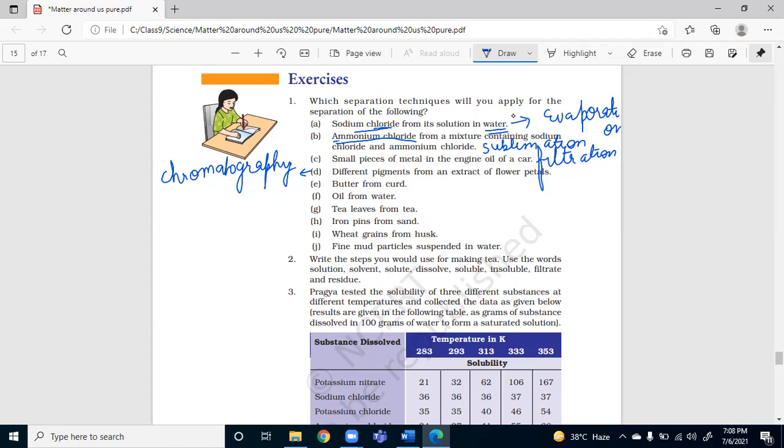Butter from the curd. Centrifugation. You are correct. The name is centrifugation. Okay. Oil from water. Ma'am, separation by separating funnel. If you remember, we have used a funnel which has different layers of oil and water. So that is done by the separating funnel.